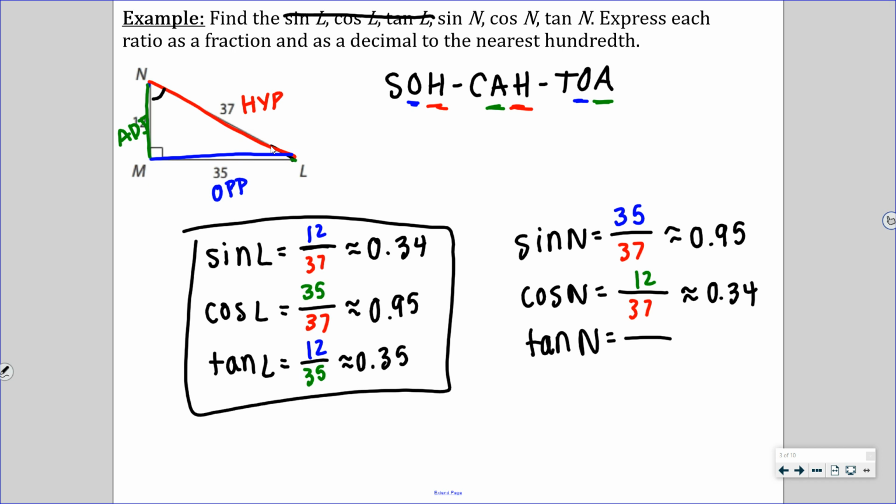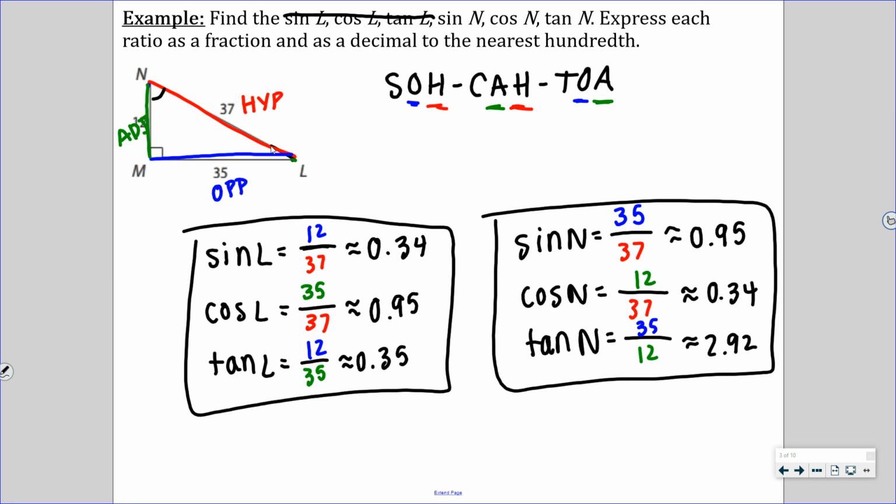All right, tangent, opposite to adjacent, 2.92. Tangent is the only one that can actually be greater than the number 1, because your hypotenuse should always be the largest side, and tangent doesn't have a hypotenuse in the ratio. So depending on which side's bigger, the opposite or adjacent of the two, tangent could be greater than 1.